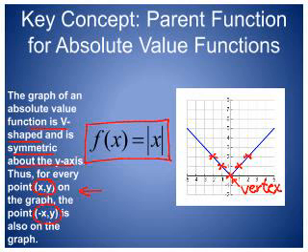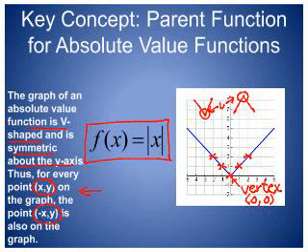On the parent function, it just so happens that the vertex is at (0, 0). And you'll want to remember that because it helps you to graph other functions later on. So the vertex of an absolute value function is either the lowest point if the graph opens upward, or the highest point if the graph opens downward. So these are both vertices.